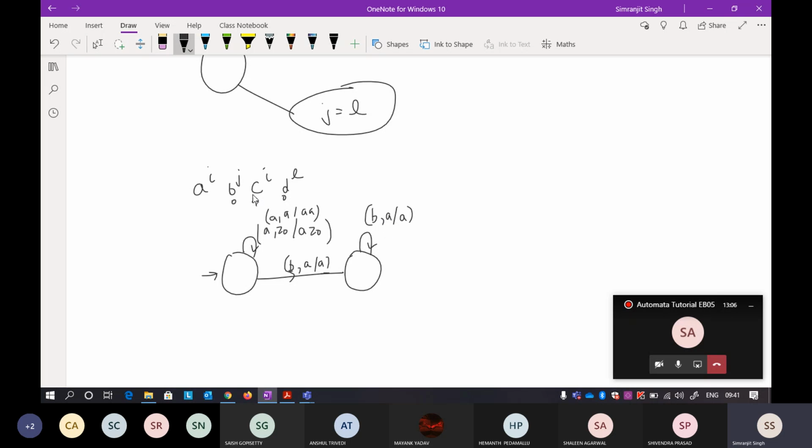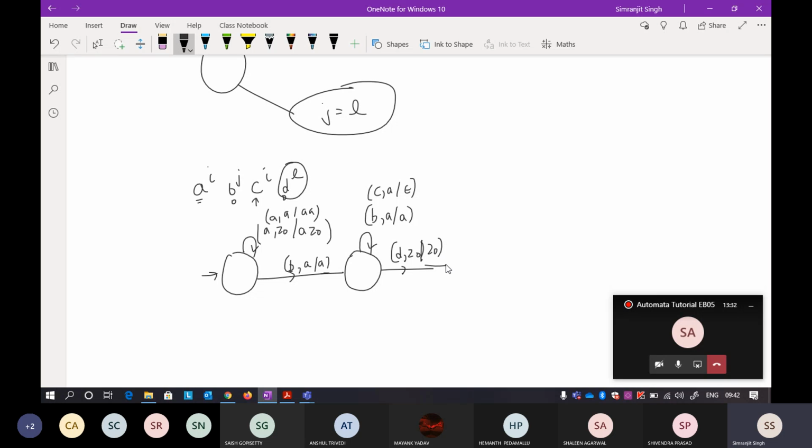Now you will start seeing a c, and the c's are equal to the number of a's. On seeing a c, at the top of the stack there will be an a, so you start popping. Because a and c are equal, all the a's will be popped out of the stack, and only z naught will remain at the top. Now d will come. When there is a d and at the top of the stack there is a z naught, you don't do anything.